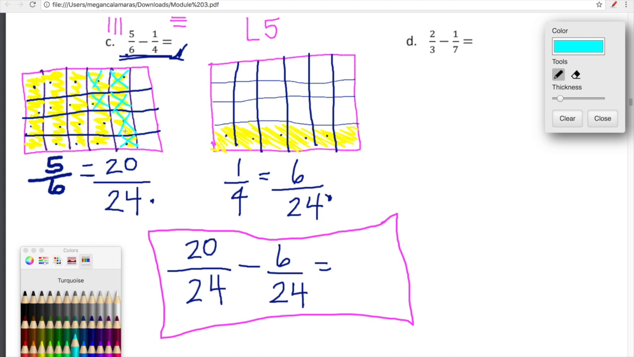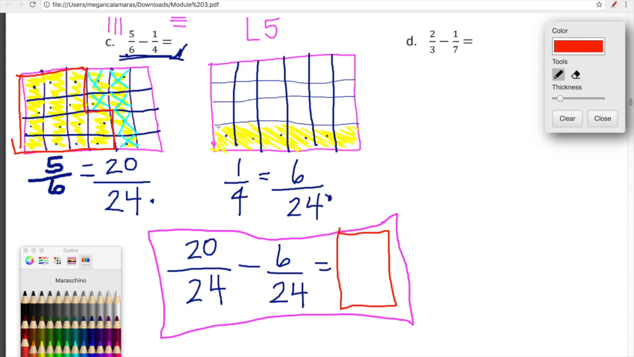We've taken away 6 24ths from our 20 24ths, and now your mission is to show me in your model and in your written expression how many, I'm going to outline what we have left in red. You need to show me in your model and in your expression right here how many 24ths we're left with. Cool. So that's lesson 5, you guys. It's not as bad as I think you were originally thinking.